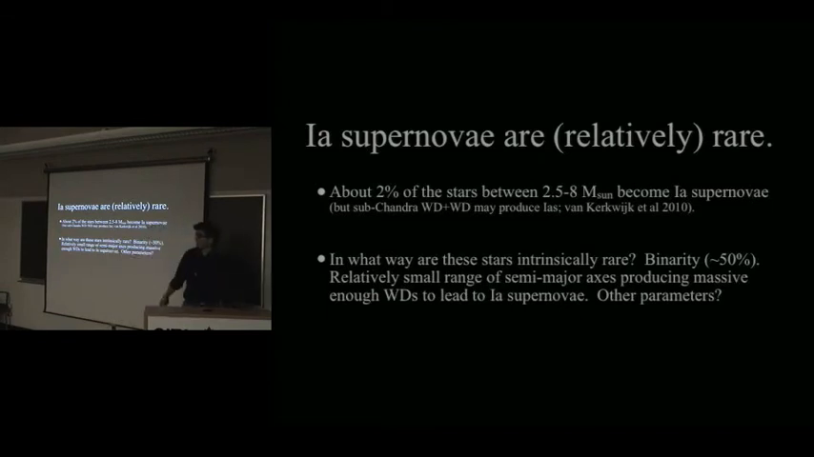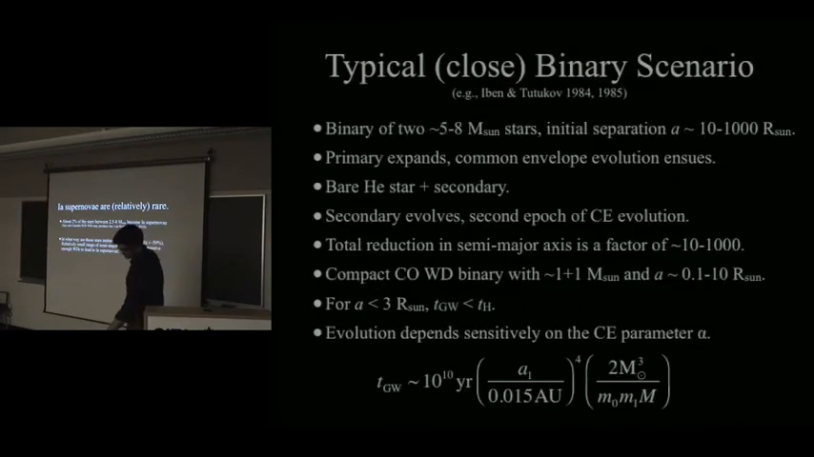So in what way are these stars that produce white dwarf binaries intrinsically rare? Well, you only want 2% of these stars to produce 1As. How are you going to do that? Well, there must be some different property about these binaries that produces 1A supernovae, since the actual incidence of binaries is very high, larger than 50%. Okay? And the typical story goes like this.